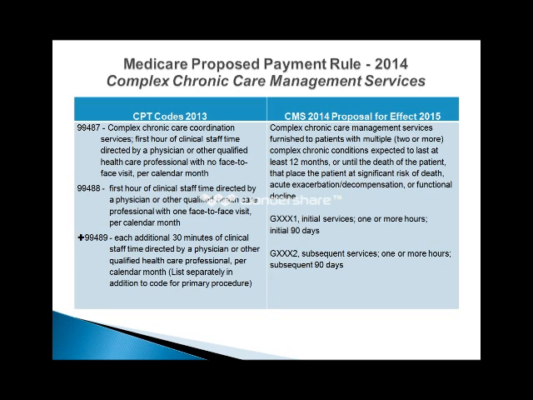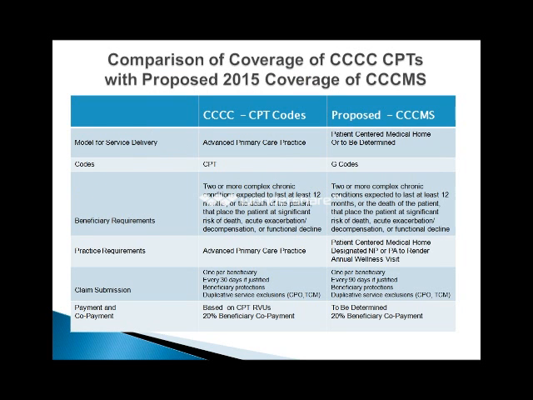And then a subsequent G code as well. So a comparison of what was going to be the coverage of the chronic care coordination codes versus that proposed for the complex chronic care management services. The mode for service delivery, CMS had proposed that the advanced primary care practice model would have been adopted for the 4C codes. And what they propose is a patient-centered medical home requirement or some other certification or level of approval to be determined for the chronic care coordination, complex chronic care coordination, complex care management services for 2015.